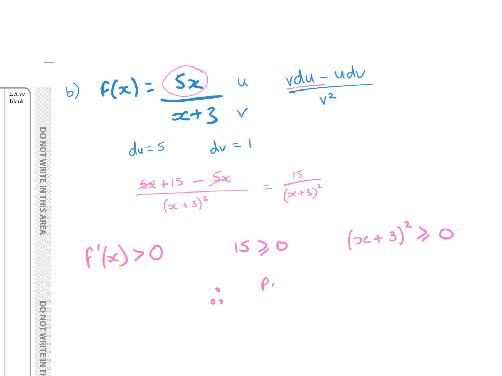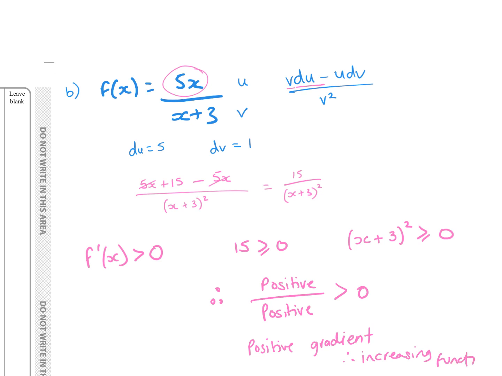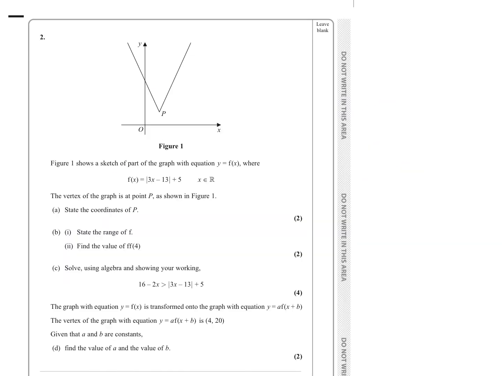Therefore, positive divided by positive must be greater than 0. It's positive, isn't it? So we have positive gradient, therefore increasing function. Okay, now we don't have a mark scheme, so I have no idea exactly what they're looking for, but if we get something like this, we're on the right lines. Brilliant.